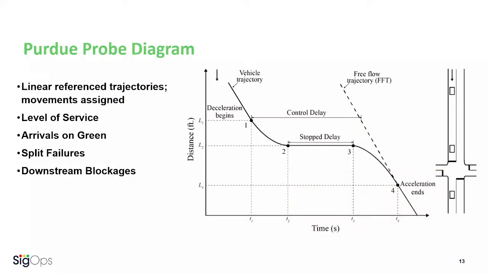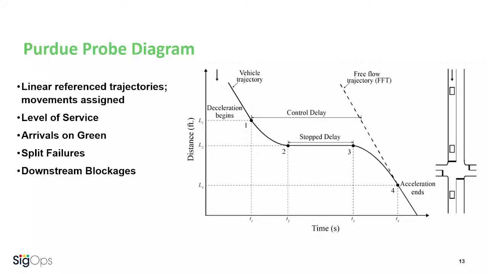Going back just a little bit to look at these diagrams in case someone's not familiar, a couple of terms that we'll be using the rest of the time. You've got distance again on your y-axis on these Purdue probe diagram charts and time on the x-axis. This solid black line is representing a vehicle trajectory. So again, it's progressing across a corridor as it's going down the screen. And time is progressing as you move to the right.